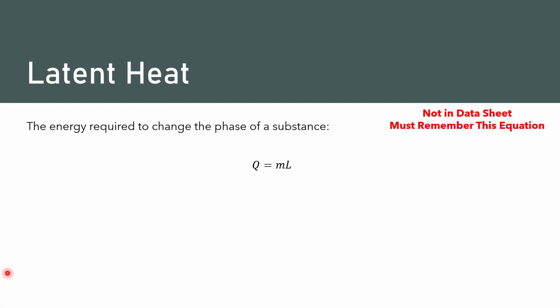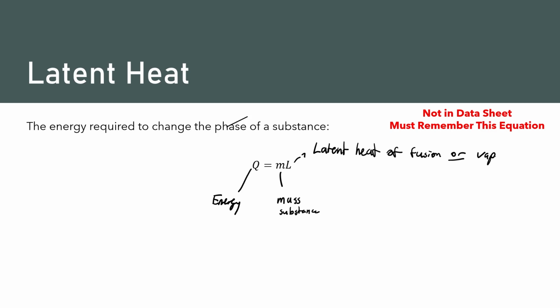So when we look at latent heat, the formula here is Q = mL. It's not in the data sheet. It's one of those ones that you need to remember the equation for. Already we know the values for Q and m. Q is energy, either being input or output, going in or being released. m is the mass of the substance. And L here is the latent heat of fusion or vaporization.